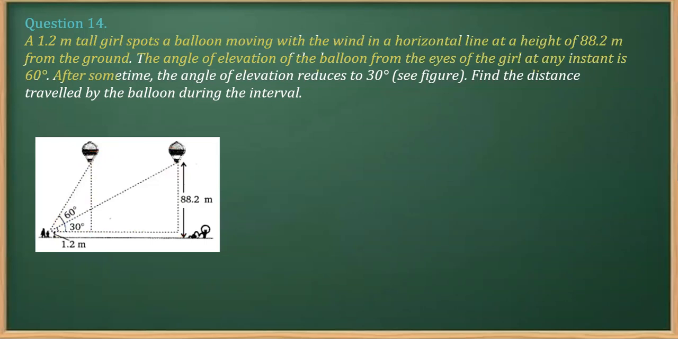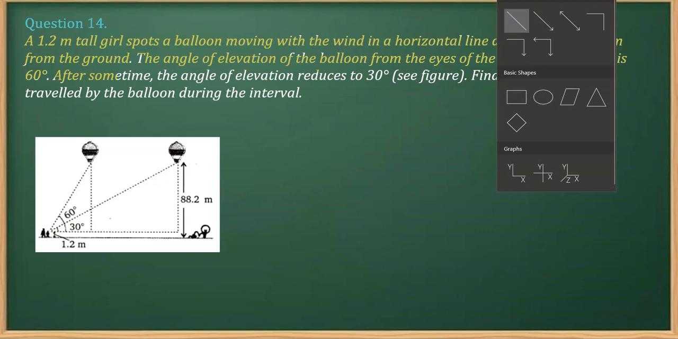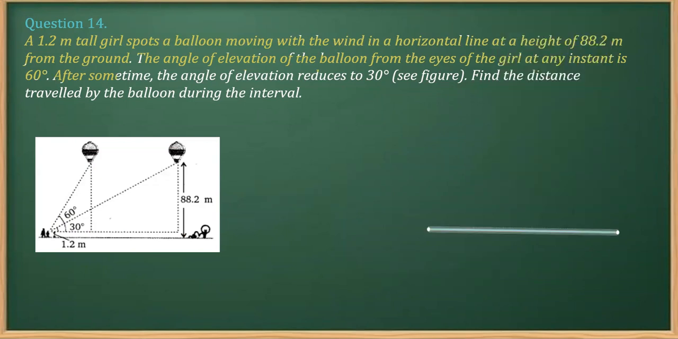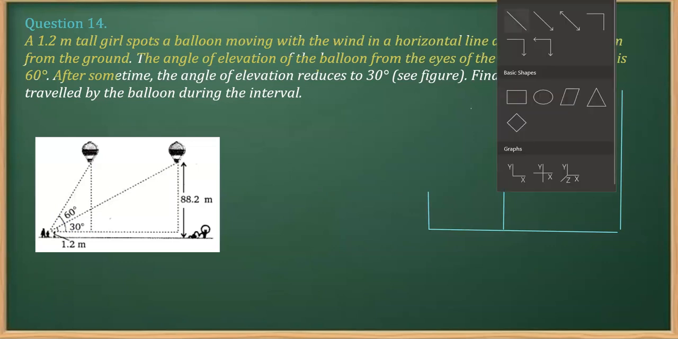For that, you have to draw the diagram in your notebook. So let's see what we can do. First, we should draw a horizontal here. Then, taking the height of the girl, let's say this is the height of the girl, which is 1.2 meters. And then I'm going to mark the position of the balloon, say this is position 1, and the other position of the balloon, say this is the second position. Now what we need to do is join to make an angle of elevation. First, the angle of elevation is made.